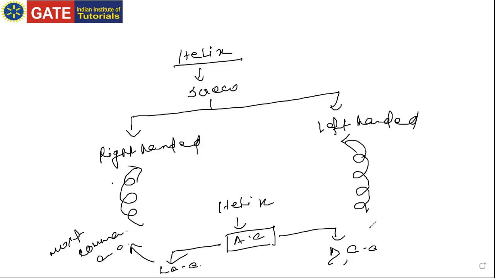It is very rare. We can say that nature has selected L form of amino acid and D form of carbohydrate. D form of carbohydrate is very common, not L form. So nature has selected these two, that's why these two are very common. In L form, the amino group will be on the left side. In D form, the amino group will be on the right side. Understood this?